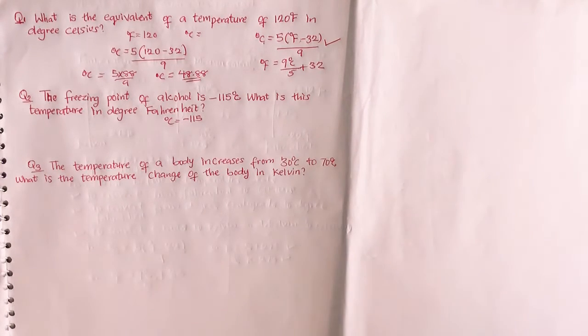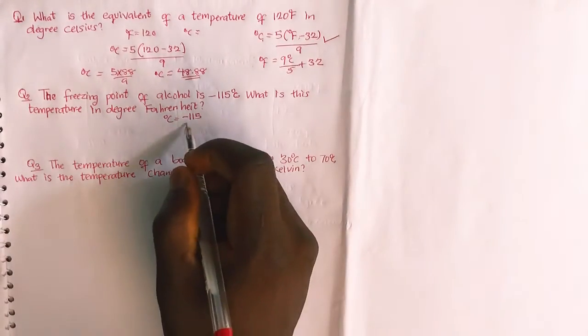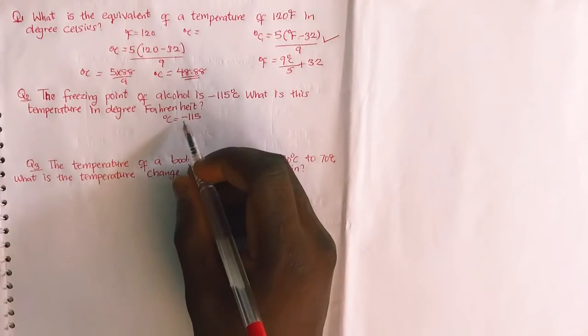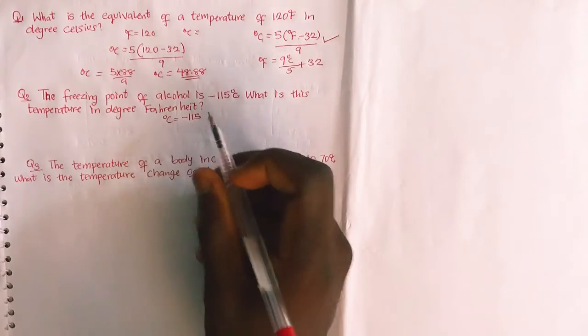the lower freeze point. Lower freeze point is where the temperature scale reaches the freezing point. When it is at freezing point, that's the minus. So here we are given minus 115 degrees Celsius. So you can actually go for this.